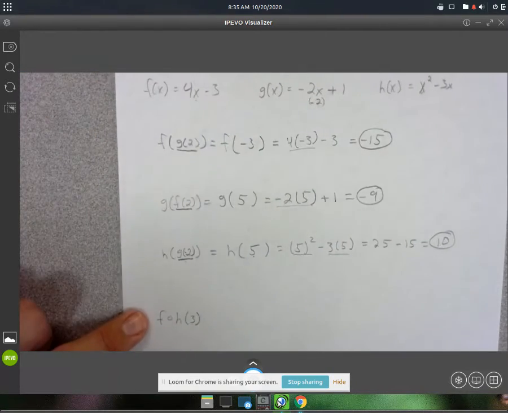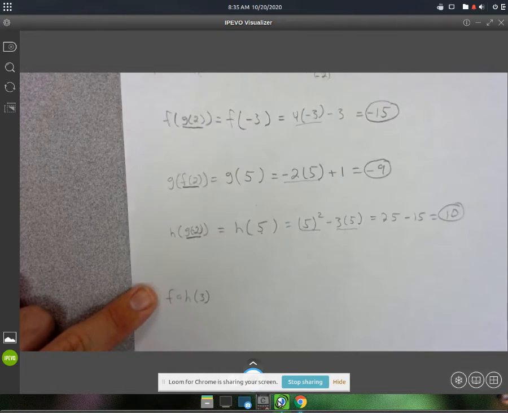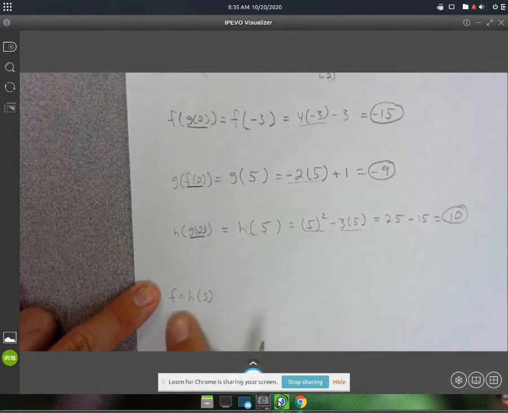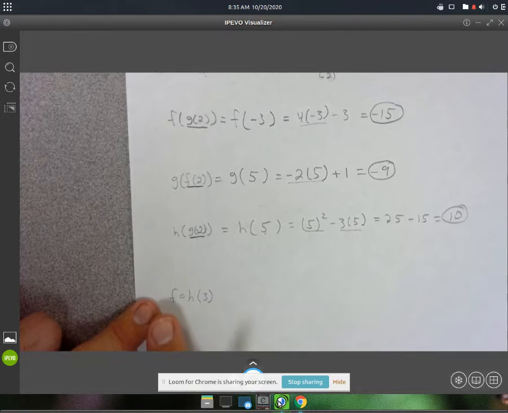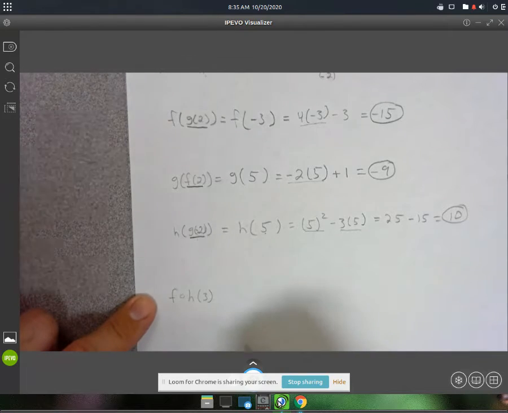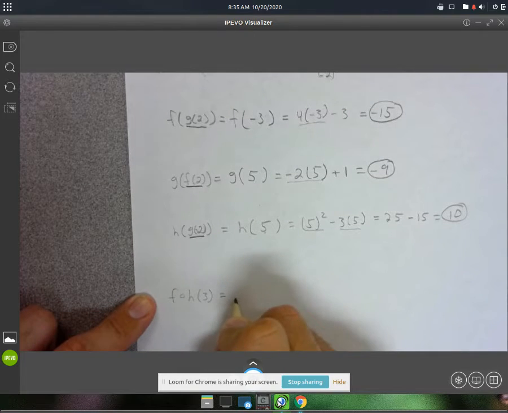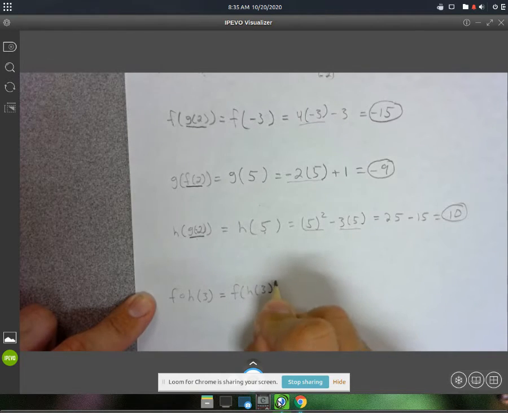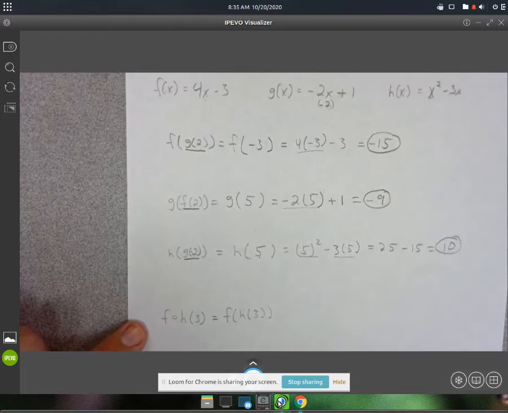This is the next type, and this is also considered function composition. They just write it differently, and you do actually say it differently. The way this would be said is f, that little circle, is composed with h of 3. So f composed with h of 3. What I usually do is just rewrite it. It literally means the same thing. This is f of h of 3. They just have two ways of writing it.